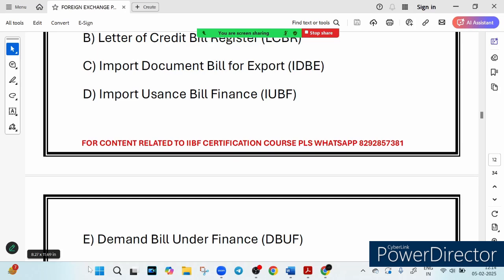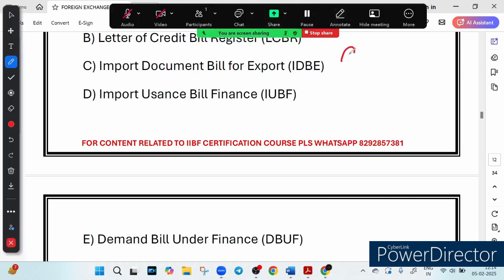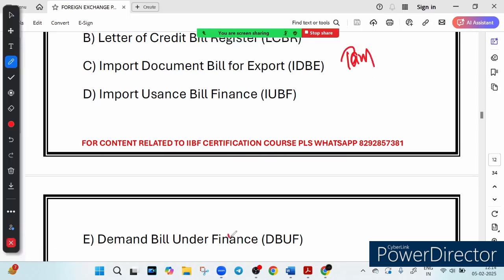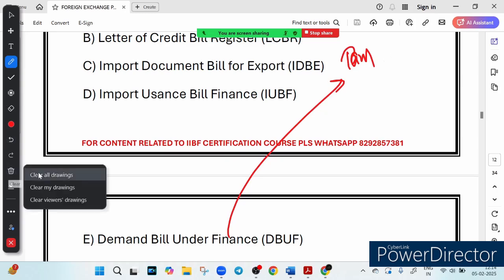Let me give you an example. Suppose we take an example of Tom. I am talking about DBUF. Let us make you understand. Tom has to make immediate payment for goods, but the bank does not need to finance it. Since the payment is required right away, this is not a DBUF, but rather falls under the letter of credit bill register. So what is the key takeaway, what have we learned from this particular question?